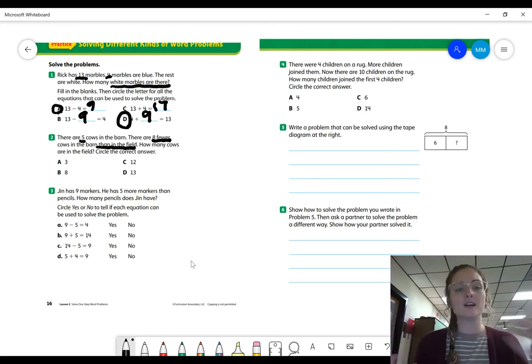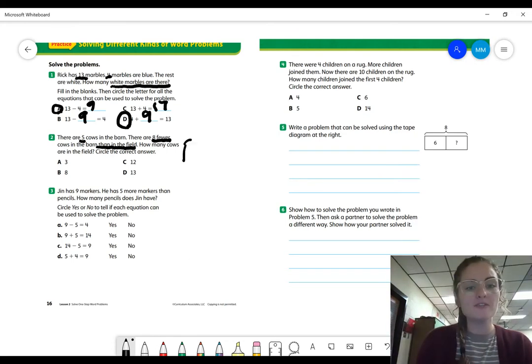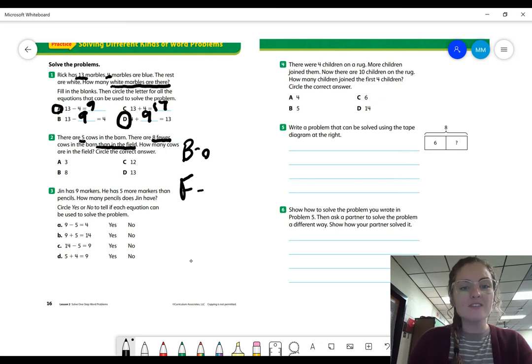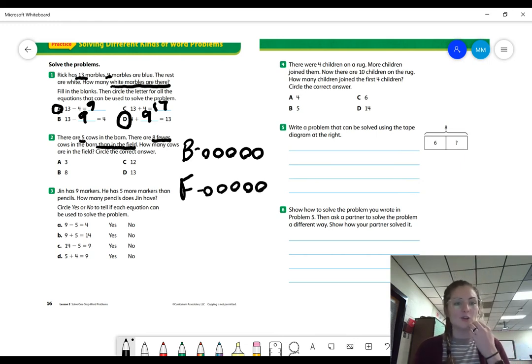So if we are comparing, I'm going to draw a B for barn and an F for field. If we are comparing, that means we are going to draw the same number for both and then figure out what we need to take away or add. So we know there were 5 cows in the barn. So I'm going to draw 5 cows in the barn and 5 cows in the field because we know that there were at least 5 cows in the field.